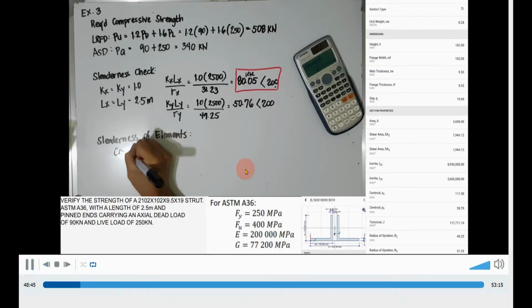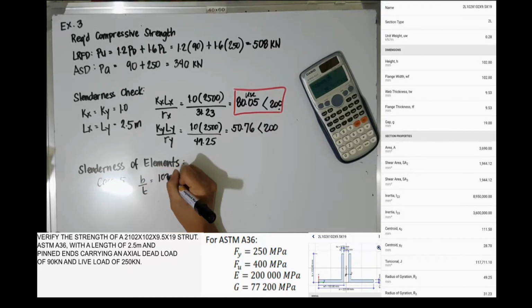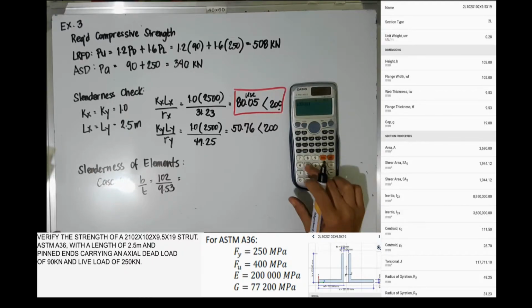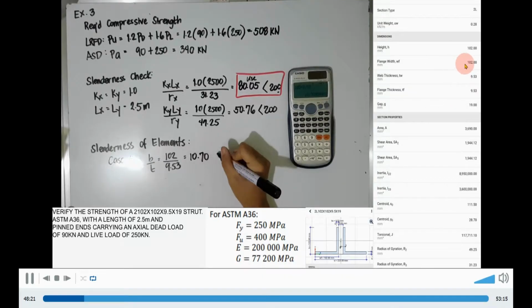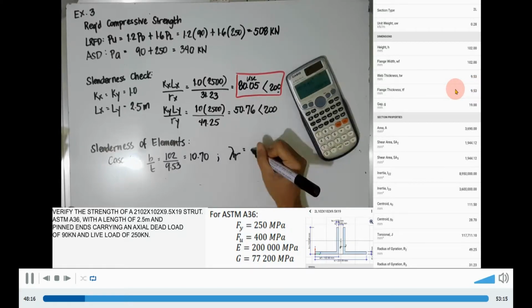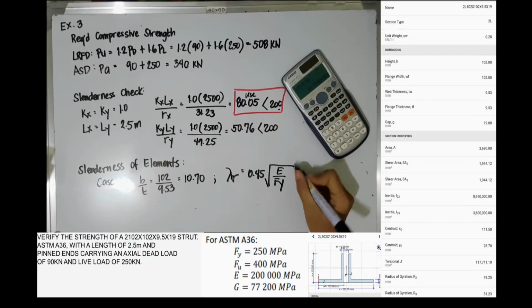So it falls under case 5. So determining the width thickness ratio, our b is equal to 102 and the thickness is 9.53. So the flange width is 102 here and the thickness of the flange is 9.53. And then checking the limiting slenderness parameter, it is 0.45 square root of the modulus of elasticity divided by Fy.